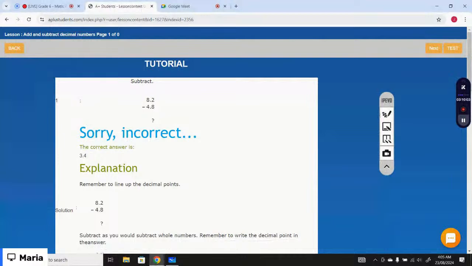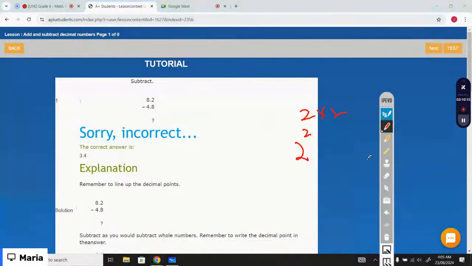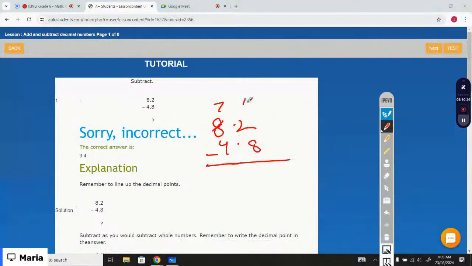So the first example is 8.2 take away 4.8. Basically, you have to line up the numbers according to the decimal point. Decimal points must be on the same line, one above the other. You cannot subtract 8 out of 2, so you need to borrow 1. That is 12 here. 12 take away 8 is 4. Then 7 take away 4 is 3. So that is 3.4.